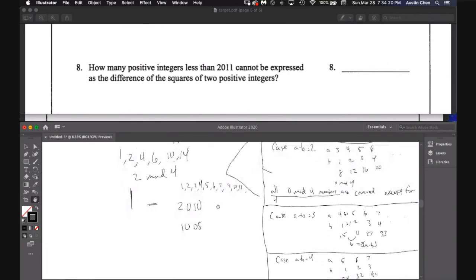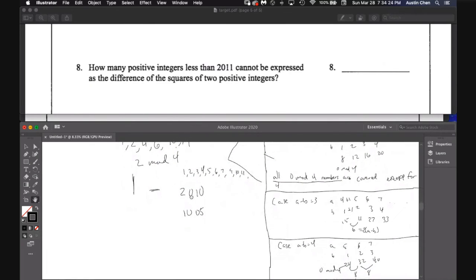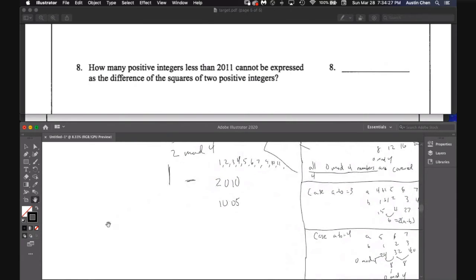But you have to still be careful here. What do you have to be careful about? Well, let's say you have a set of even numbers: 2, 4, 6, 8, 10, 12. And like I was saying, you count the number of even numbers, and you divide that by 2 to get the number of 2 mod 4 numbers. So you can see that if we just take this set, we have six even numbers.